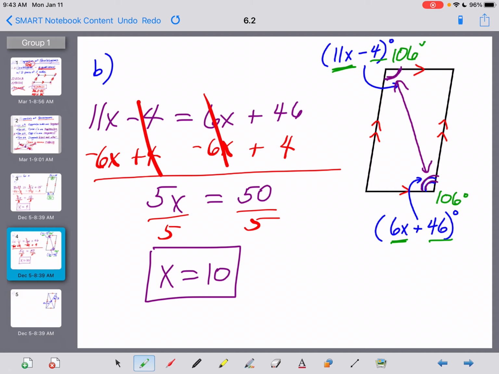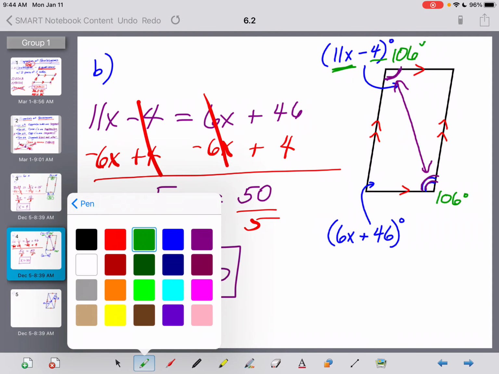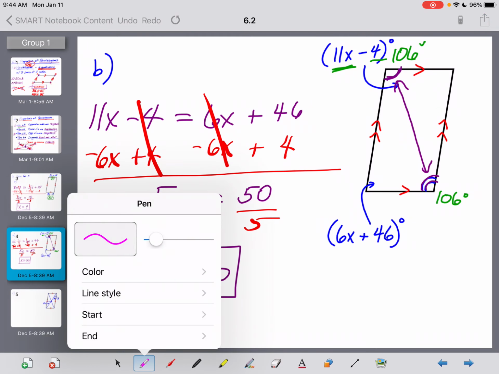I didn't give you guys another example, and maybe I should have. So let's not change anything that we did here, but just for the sake of argument, what if that 6x plus 46 was actually this angle right here? So don't erase anything that we've done already, guys, but let's just talk about where we're at. If I change the problem now to this, let's go with a lovely shade of pink right here.